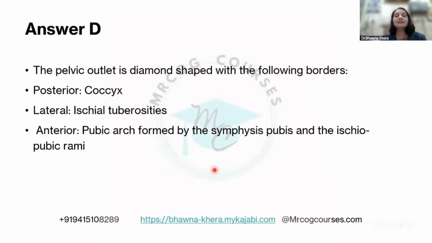Posterior is the coccyx, lateral is the ischial tuberosities, anterior is the pubic arch, which is formed by the symphysis pubis and the ischiopubic rami. The more you go through the diagrams, the more clearly you remember. The more mnemonics you make, the more you keep correlating things with each other, like I correlated the lining epithelium of the fallopian tube with the cartilaginous, and we remembered those points again and again. So then it becomes very easy to memorize things for exam purposes.